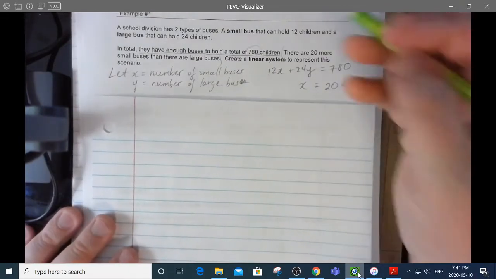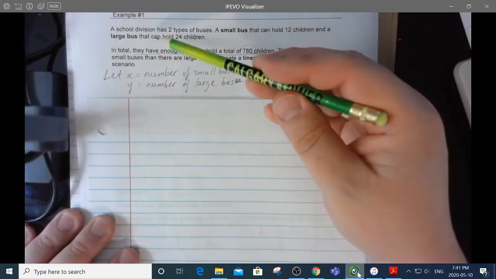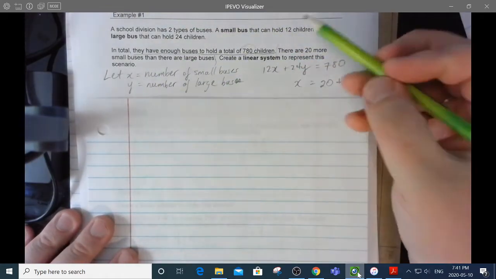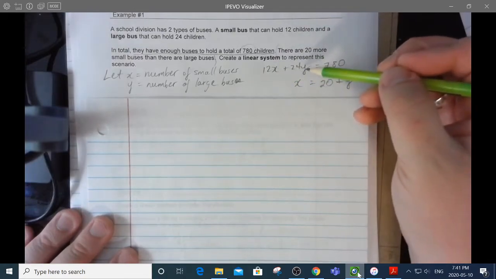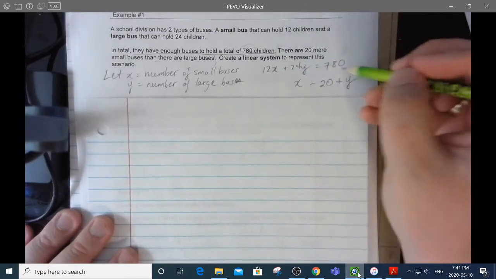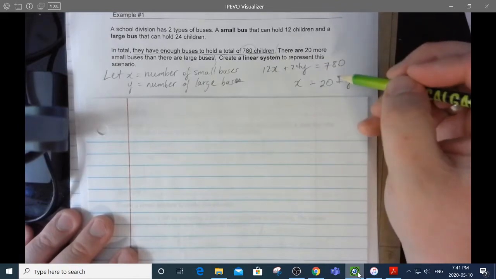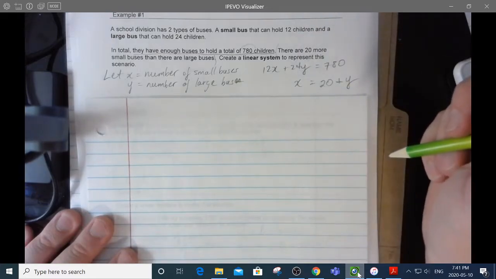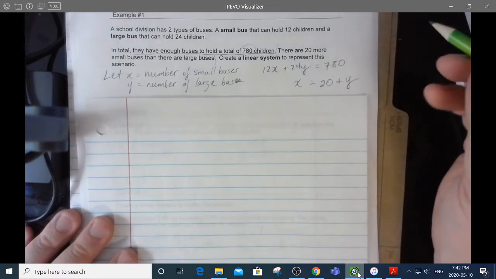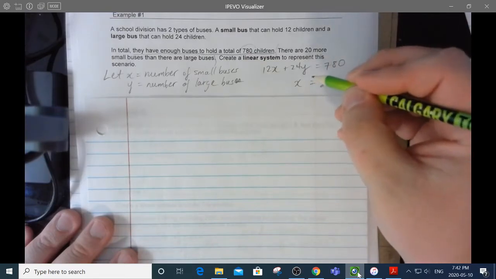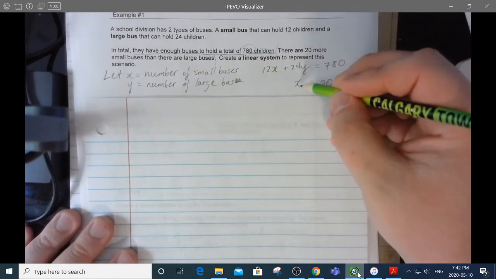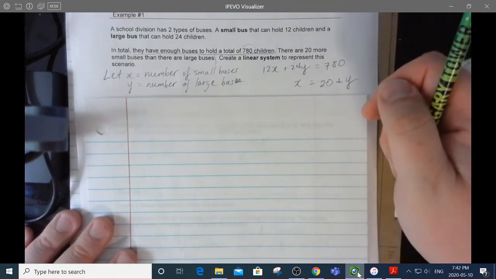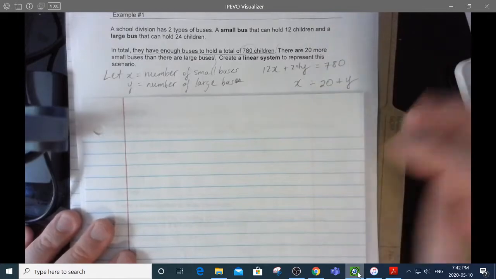So they had x small buses, y large buses. The small buses held 12 students. The large buses held 24. And altogether they could move 780 students. And the large buses have 20 more kids than the small buses. And no, that's not what that means. They have 20 more small buses than there are large buses. That's what it is. So to make the two things equal, you have to add 20 to the number of large buses. I'm very sure we did that right. Okay, that's totally set up for substitution.